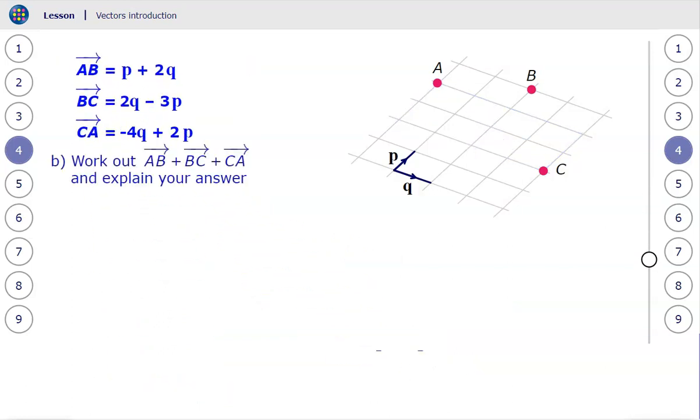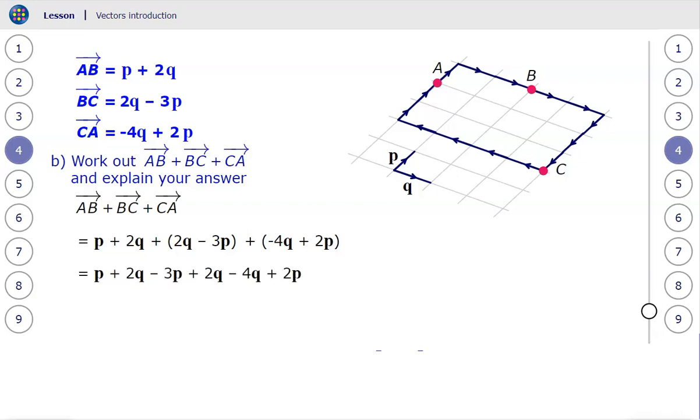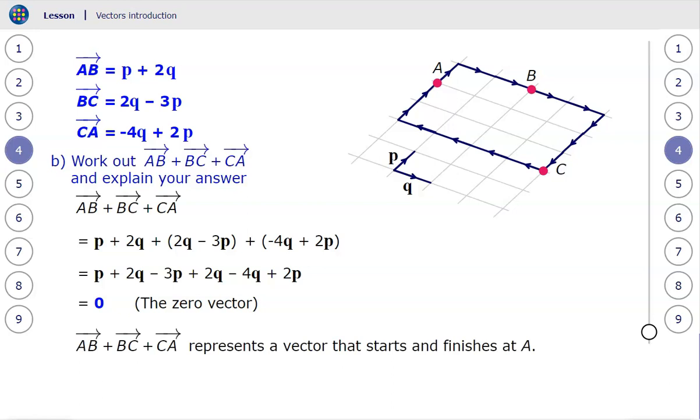If I join all of those together, and I think about what my result is if I go AB plus BC plus CA, well, AB will give me from A to B, BC will give me from B to C, and CA gets me from C back to A. I've got back to my starting point. If we think about adding all those vectors together, we end up with the 0 vector. The 0 vector gets us back to where we started from.